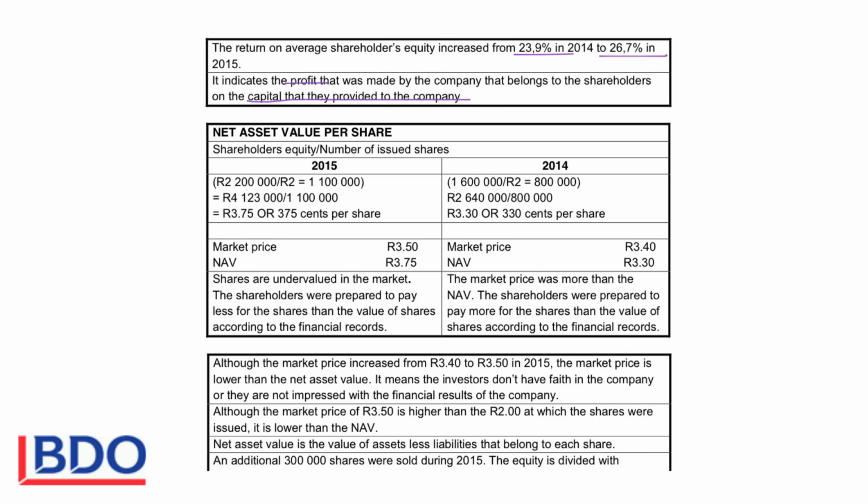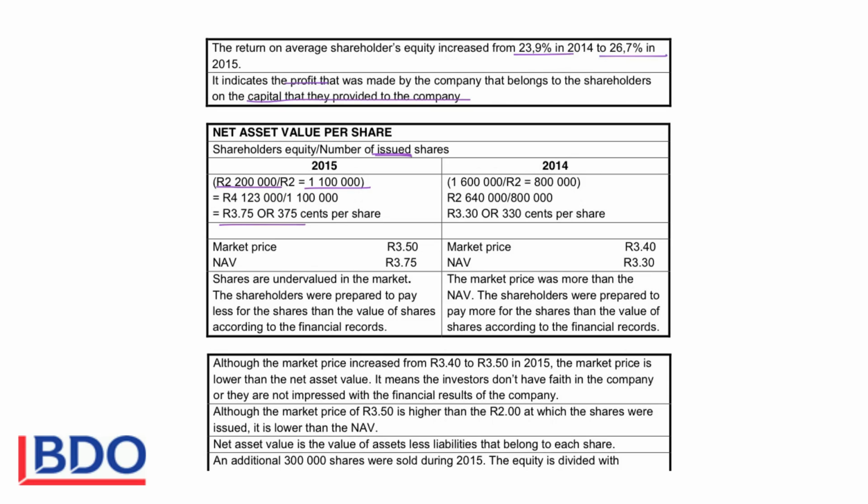The net asset value per share, here we will take the total shareholders' equity divided by the number of issued shares. So remember, we never work with the authorized shares when we do any calculation. We always use the issued shares. So the total number of shares that was already issued was 1.1 million. And if we divide that, the net asset value is R3.75 per share. That means that the amount that the assets minus liabilities is equal to a share is R3.75.